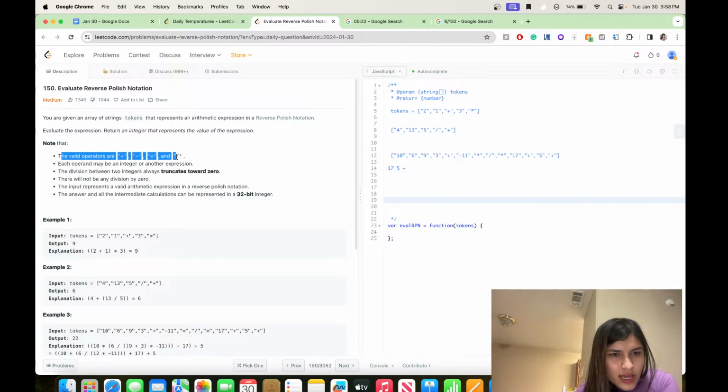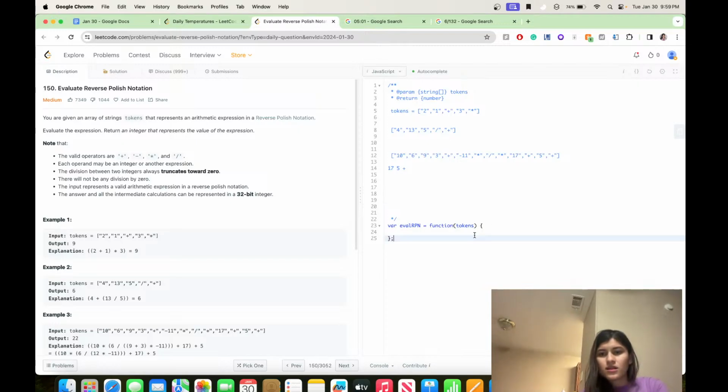The valid operators are plus, minus, multiplication and division. I only have 5 minutes, by the way. Each operand may be an integer or another expression. The division between two integers always truncates towards 0. There will not be any division by 0. The input represents a valid arithmetic expression. The answer and all calculations can be represented in 32 bits. Oh nice, it's nothing.